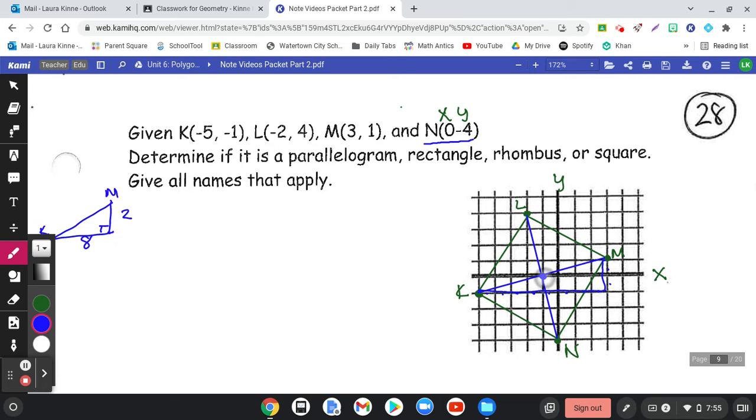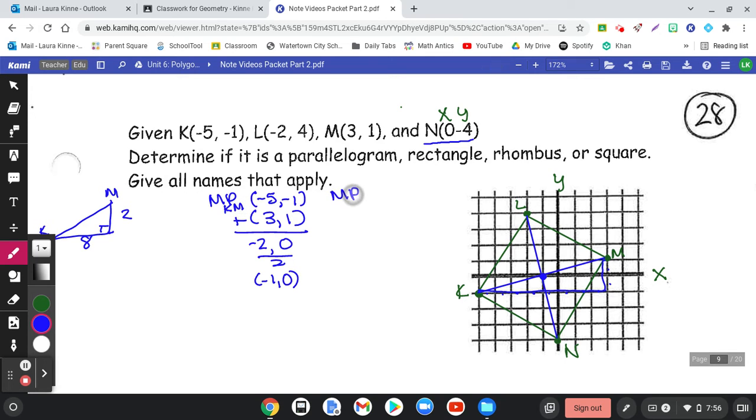So the midpoints. It looks like it's negative 1, 0, but let's check. So the midpoint for KM, negative 5, negative 1. All right, so we'll add those together. We get negative 2, 0, cut them in half, negative 1, 0, which is what it looks like on there too. Let's find, and this was the midpoint for KM.